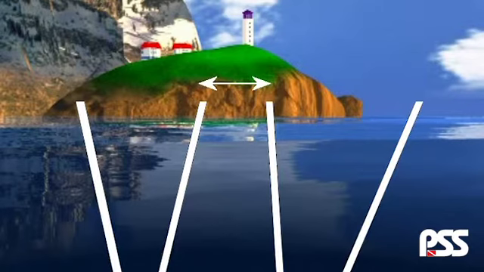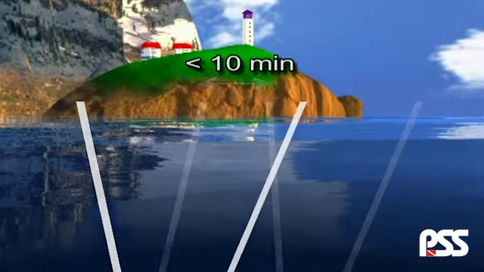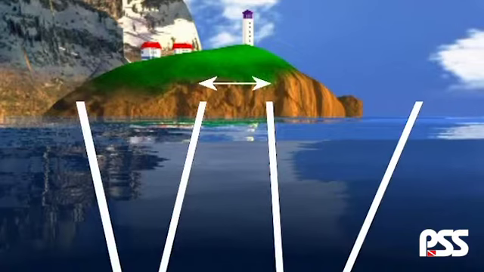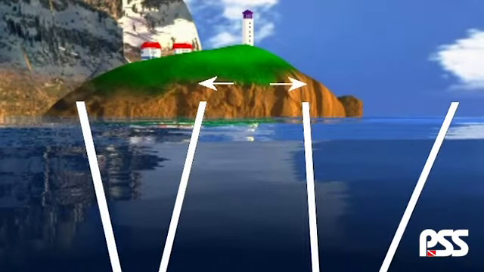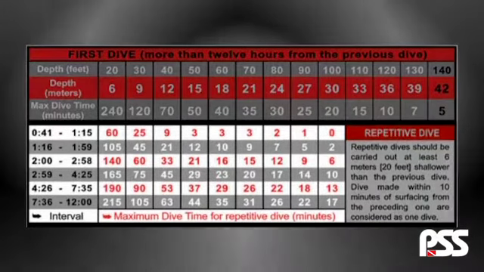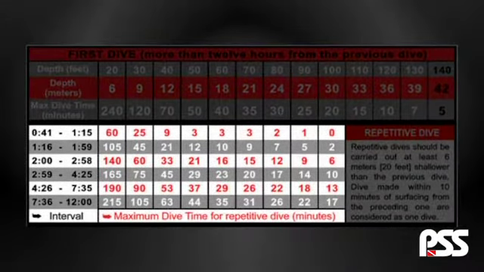If you stay on the surface for less than 10 minutes between the first and second dive, you can consider it as one single dive. If the surface interval is more than 10 minutes, you must use the table that refers to repetitive dives. Under the maximum dive times for the first dive, there are horizontal white and grey bands showing the surface interval times.